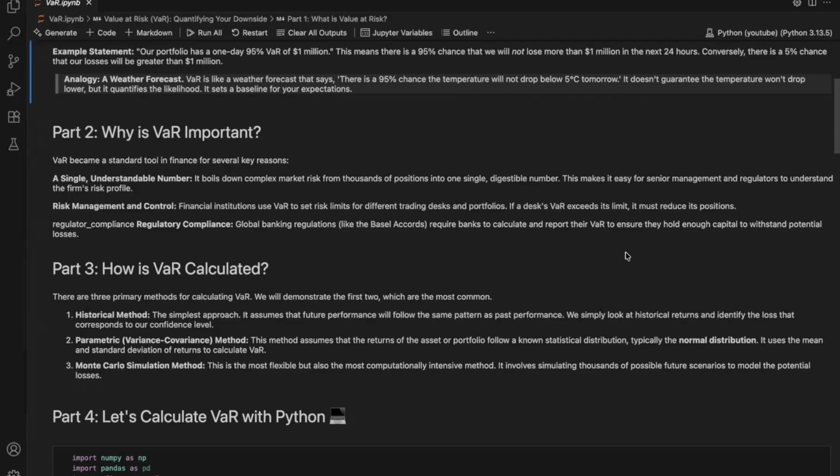Secondly, it's crucial for risk management and control. Financial firms set VaR limits for their trading desks. If a desk's VaR hits its limit, they know they need to reduce the risk, perhaps by selling off some positions or hedging. And third, it's vital for regulatory compliance. Major banking regulations like the Basel Accords mandate that banks calculate and report their VaR. This helps ensure they're holding enough capital to absorb potential losses and protect the financial system.